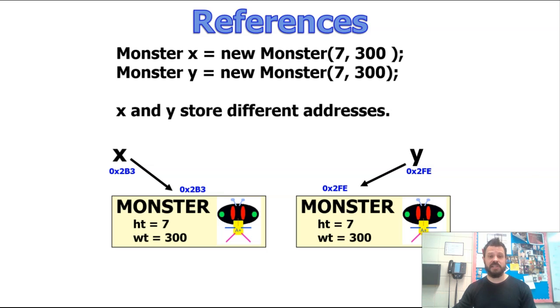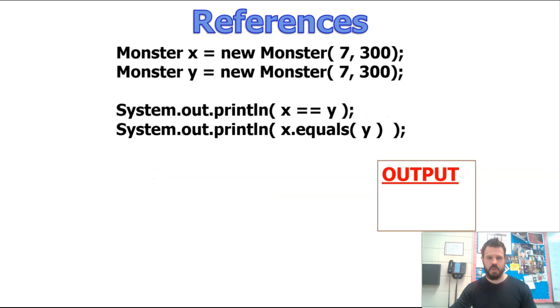Now let's contrast that with this set of code where I make two monster references and call the new monster constructor on both of them. In this case we'd say that x and y store different addresses, where x is pointing to one monster object, y is pointing to a different monster object. They store the same information, but those are two different objects in the Java memory heap.